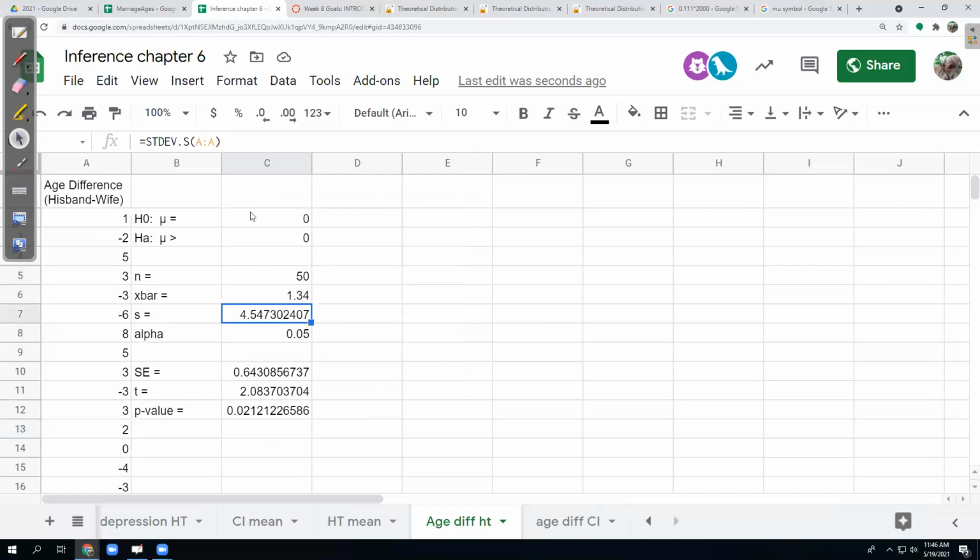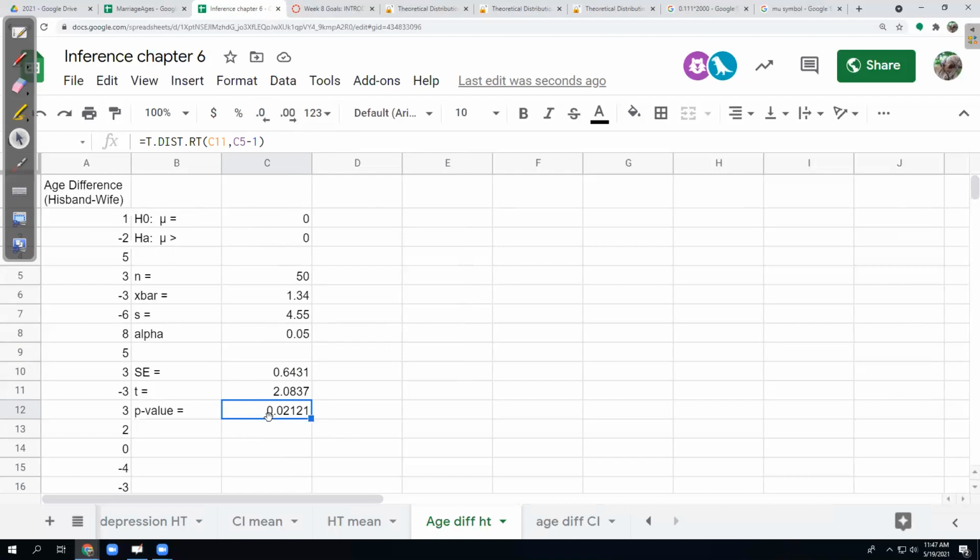These numbers don't need as many decimals as they have. 2 decimal places is sufficient. Usually for the standard error, I do at least 4. Same for the t and the p. Sometimes I go to 5 decimal places. I'll just go to 4 today. Okay, or 5. So we get a p-value of about 2%.